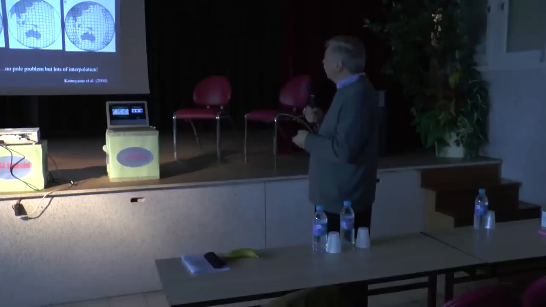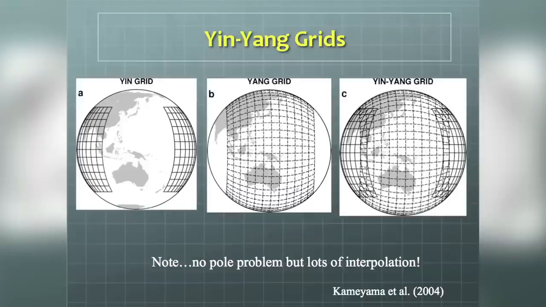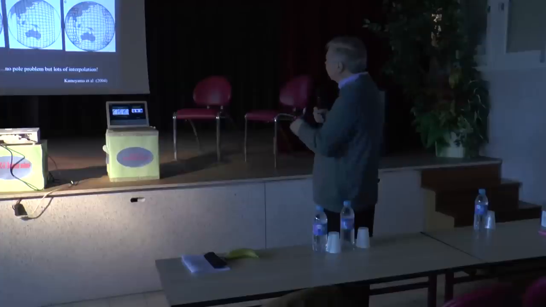This is the yin-yang grid. You cover the Earth by two grids, like this, and then you open them, essentially. Some people want to use that. The problem is that at some points, like here, you have a double grid, and so you have a double solution.